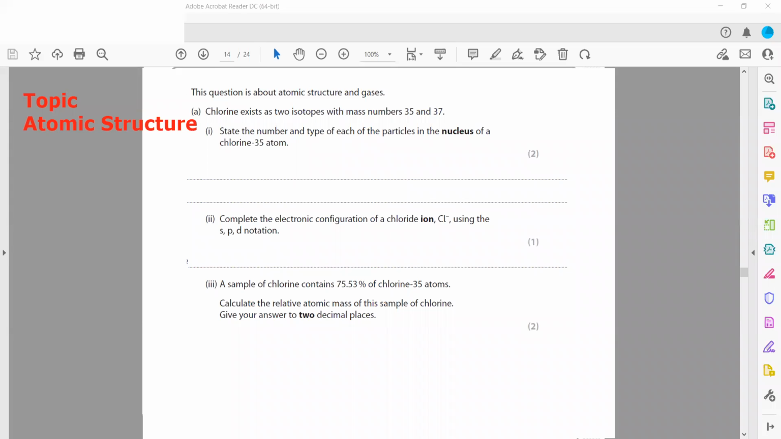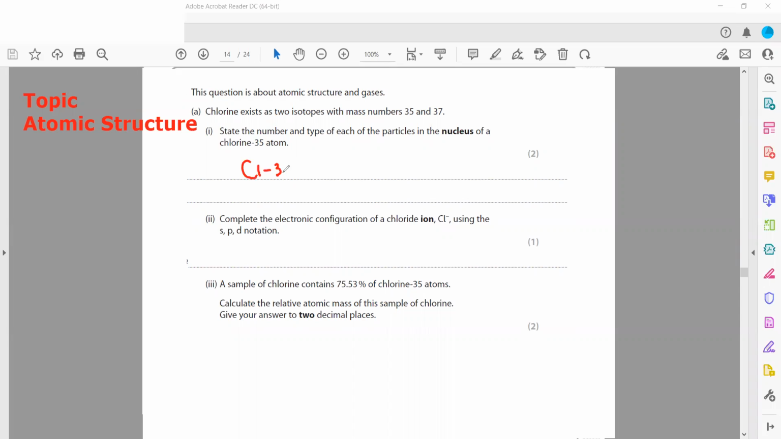This question is related to the atomic structure of an atom. Chlorine gas has two isotopes which have mass numbers of 35 and 37. State the number and type of each particle in a nucleus. So chlorine 35 is there and chlorine 37.